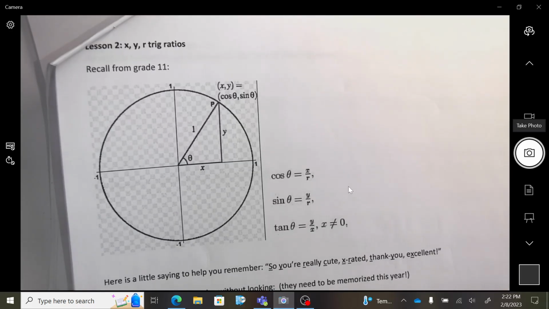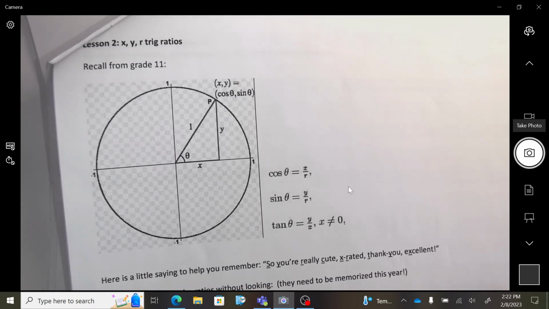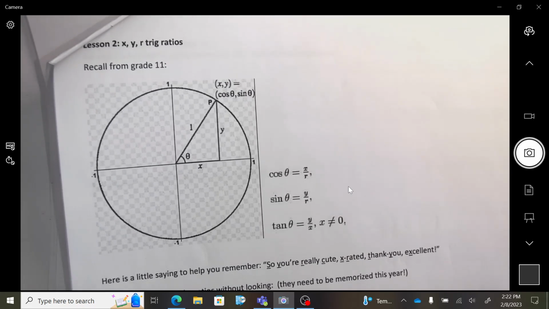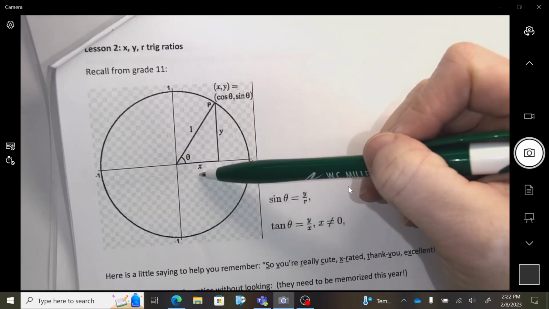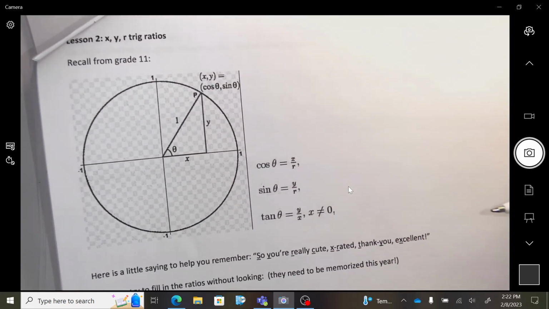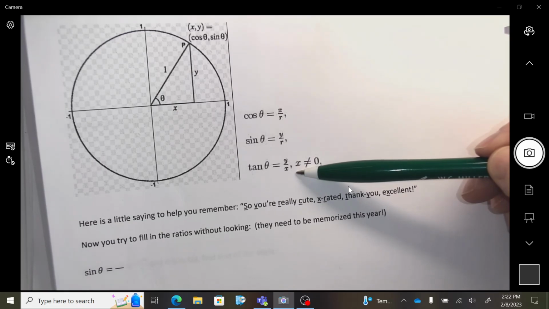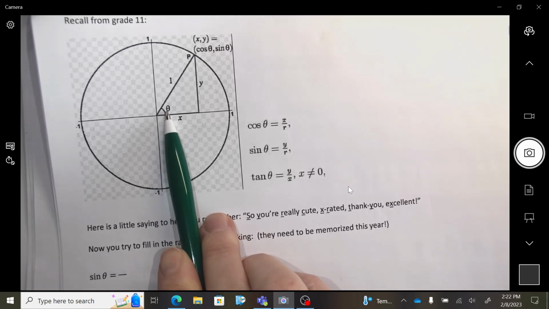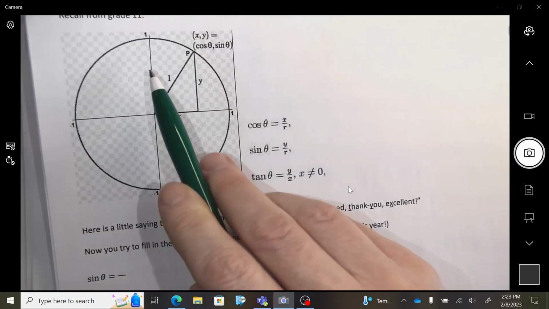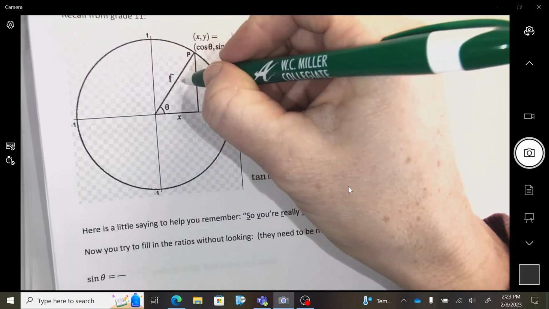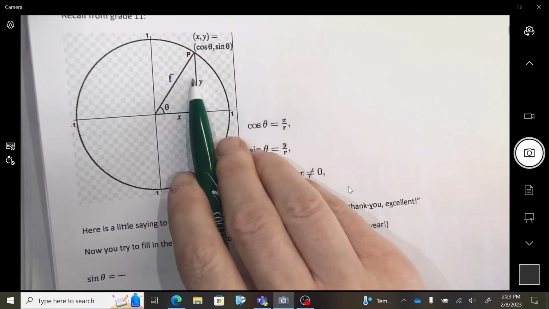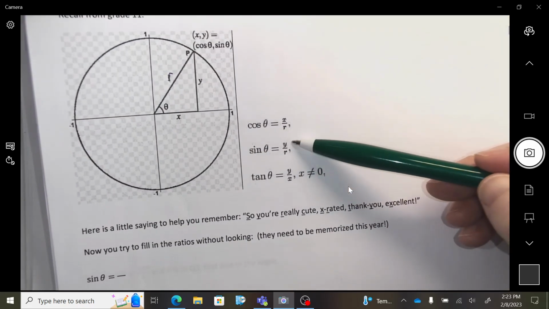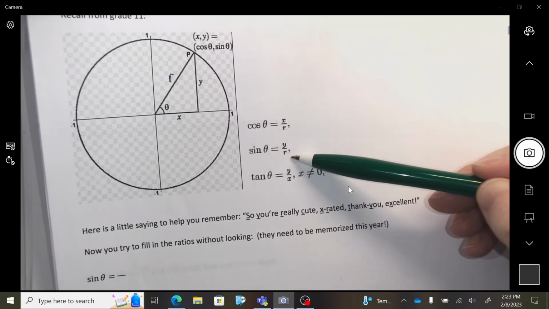Okay, so we did this outcome in grade 11 where we figured out where angles were, and we figured out the x, y, and r ratios. We learned these fractions, which come from SOHCAHTOA. For instance, if I look at this angle and ask what's the sine of the angle, you should do the SO, which is the opposite over the r. Opposite y over the r. So look at this: the sine is y over r, and that's where it comes from.